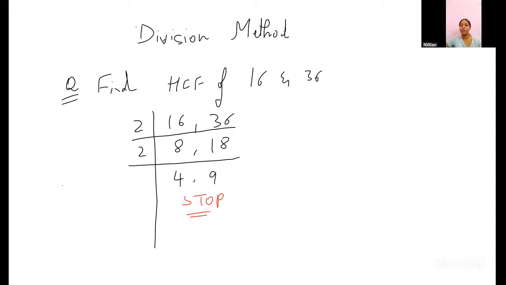Okay, now what about the HCF? See, then you will take whatever you have outside. 2 and 2 I was having. Those 2 and 2 we will take, whatever is outside, and multiply them. So your answer will be 4. And this method for HCF is shorter.